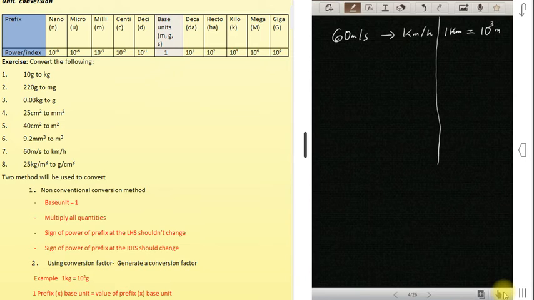Now, recall that 1 hour is the same thing as 3,600 seconds, right? Okay, how about 1 kilometer per hour will be the same thing as 10^3 meter divided by 3600 seconds. Okay, sorry, this should be hour. 1 kilometer per hour is the same thing as 10^3/3600.